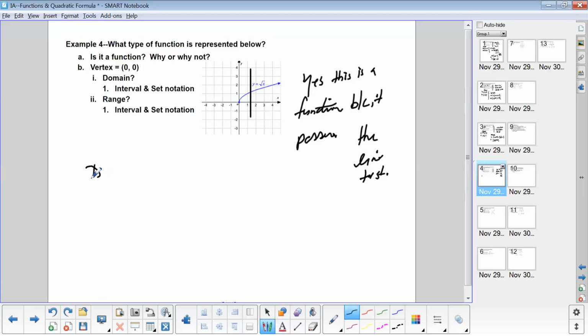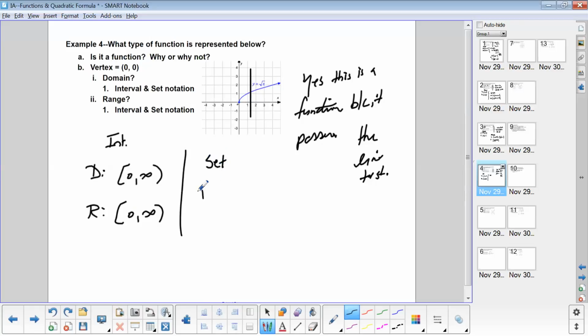So our domain in interval notation, since the vertex is at 0, 0, we're looking at all the x values. The smallest x value is at 0, and that's going to run to positive infinity. And the range is going to do the same thing because the vertex was 0, 0. So it's going to go from 0 to positive infinity. And that's for the interval notation.